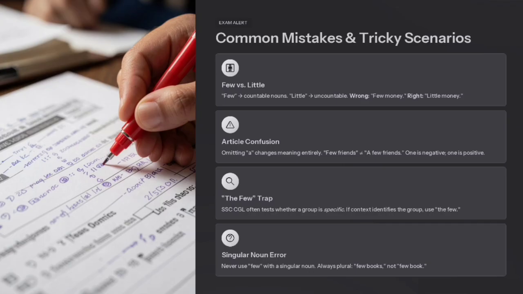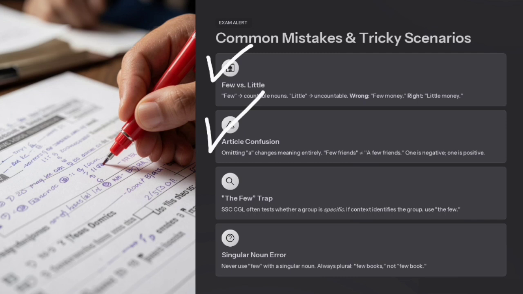Next we shall go through some common mistakes or tricky scenarios in their usage. The first is few and little. Few is used with plural countable nouns, but if it's an uncountable noun, then you must use little instead of few. Otherwise it will be wrong. For example, few money, but money is not countable, so we shall not use few money, we shall use little money instead of few.